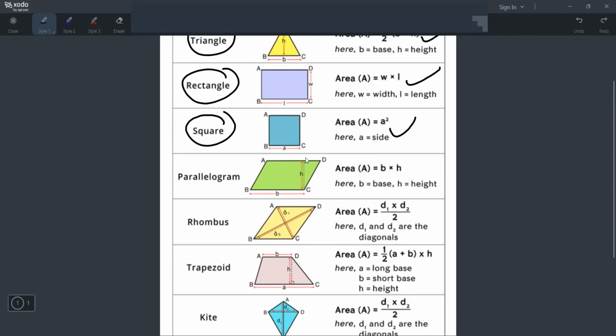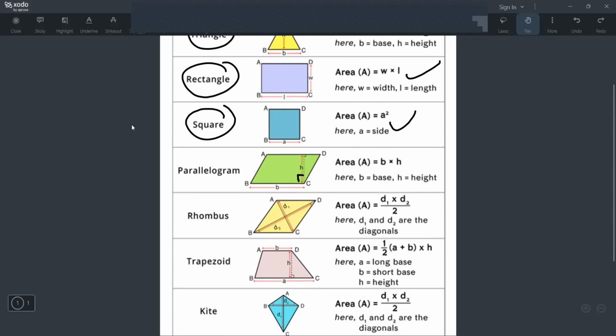Next one is parallelogram. Parallelogram is also base times height, but remember to take the perpendicular height. It means the one at 90 degrees, not the slanted side. And then the next one is rhombus.